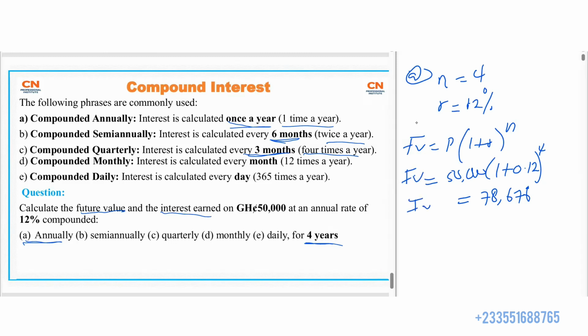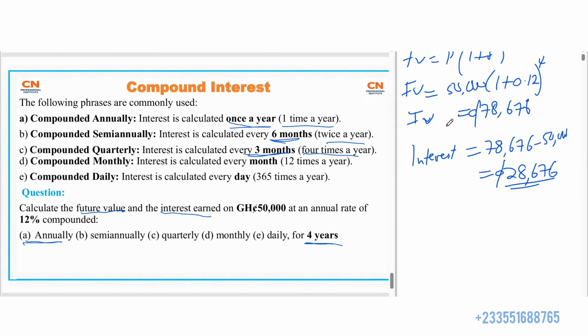If you have the future value like this, then the interest will be the difference. Don't forget the question said we should calculate the interest and the future value. So the interest will be the difference between the future value and the present value, that's the difference between this figure and the 50,000 invested. This gives us 28,676. So this is the interest. Then you add your currency sign neatly.